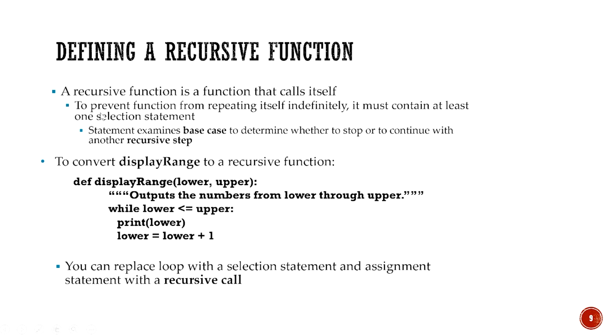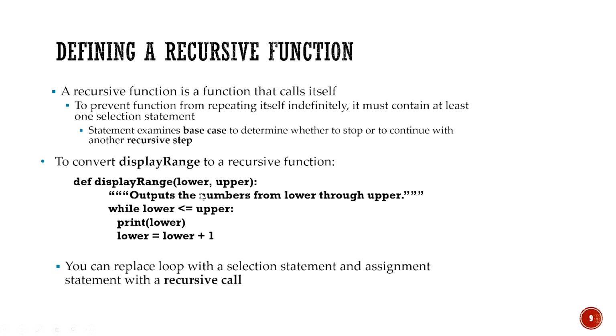So there is a risk here. When you go with the recursive function, we should be careful about indefinite iterations. Here you can see an example. Display range. So we have, for display range, this function outputs the numbers from lower through upper. Okay. We also have a while loop because we want to go through all numbers. We print them and then we update the lower number, and we do this as long as lower is less than or equal to upper. It's an iterative process. We can do it with a while loop.